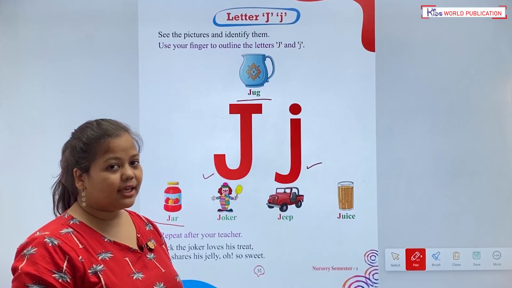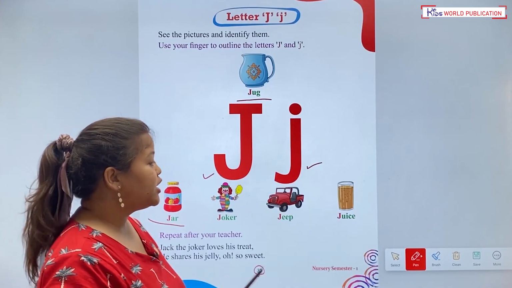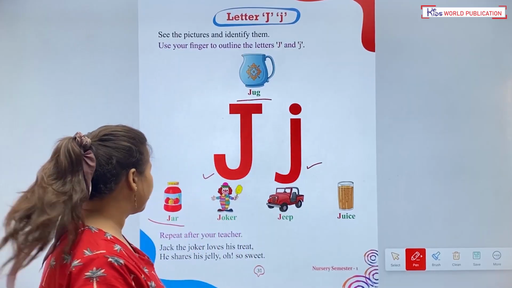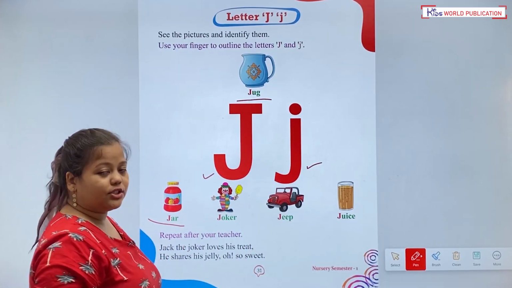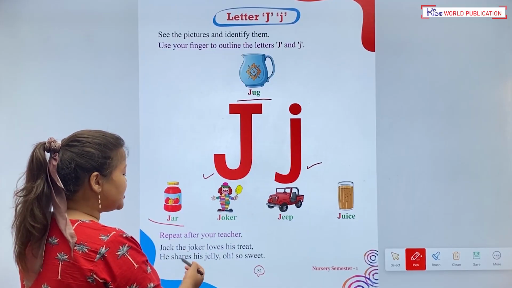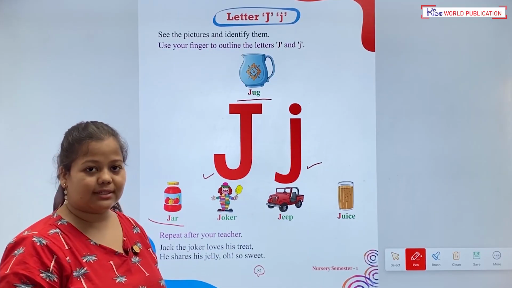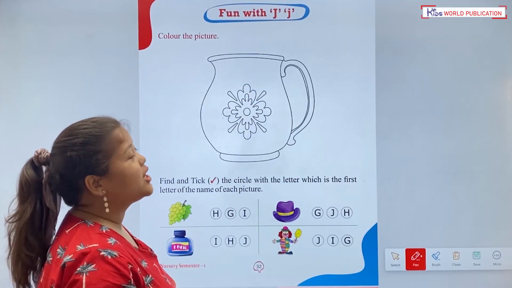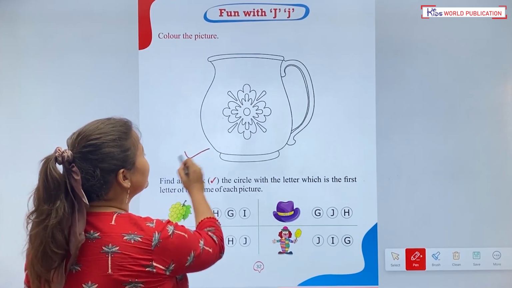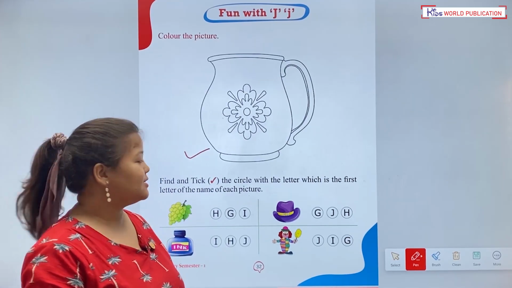Jeep, J-E-E-P, jeep. Juice, J-U-I-C-E, juice. Repeat after your teacher. Jack the Joker loves his treat. He shares his jelly, oh so sweet. Fun with J, J. Color the picture. Kids, you will color this picture in beautiful colors.